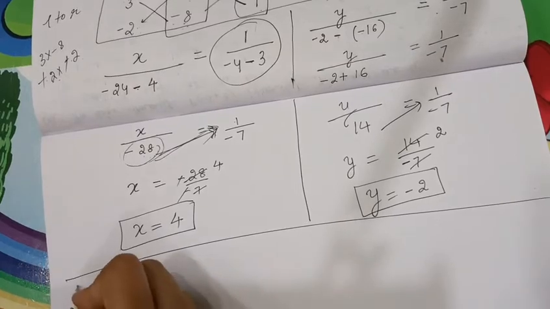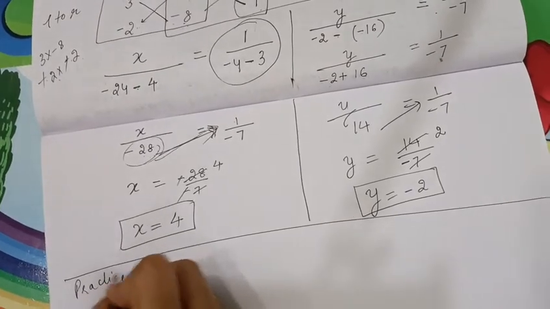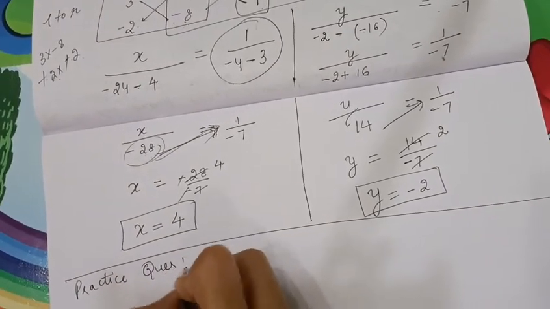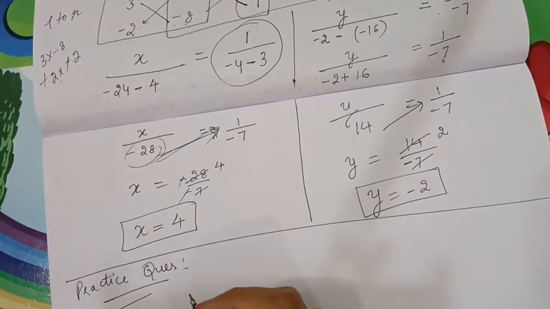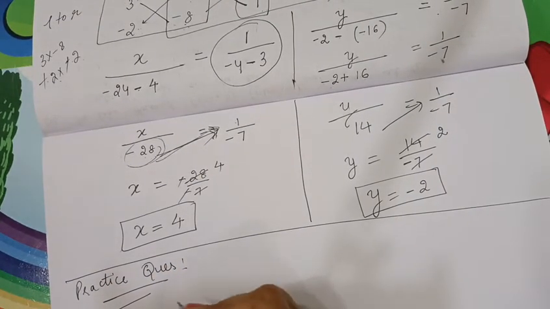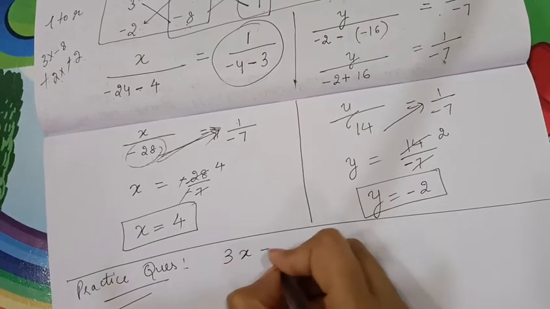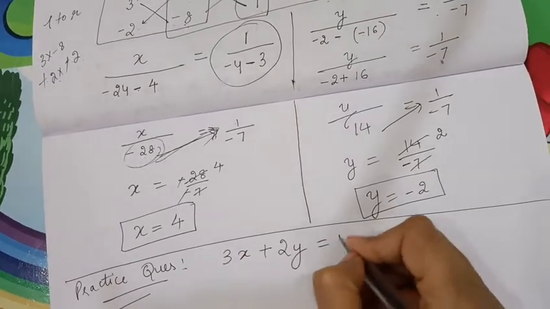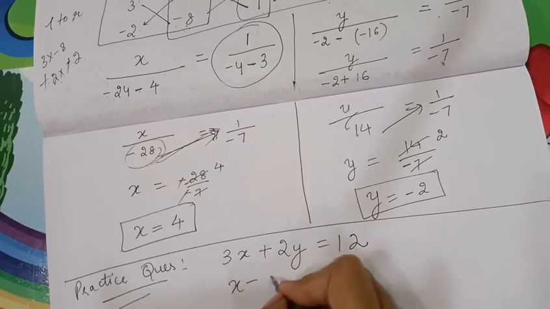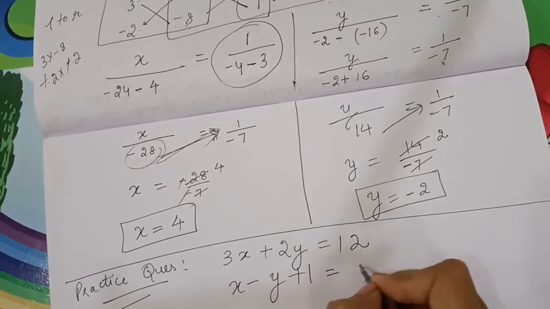Now one practice question I will give to you, and you will see whether you have understood it or not. So you all can write the question. The question is 3x plus 2y is equal to 12 and x minus y plus 1 is equal to 0.